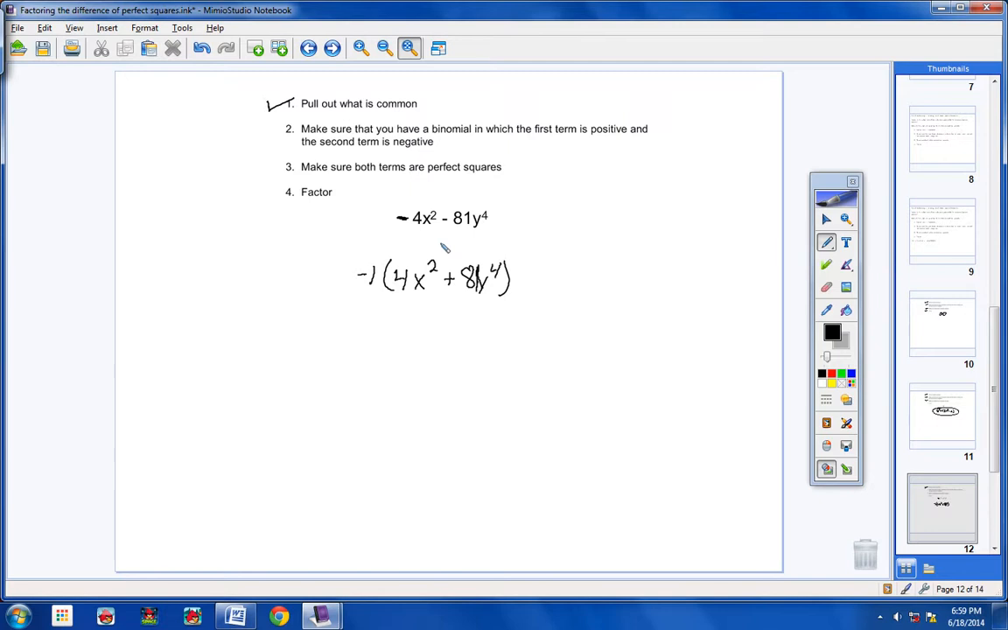But now here's where this thing becomes, are you ready for the answer? The answer to this is not factorable. Not factorable, and here's why. Look at step 3, or look at step 2. Make sure that you have a positive first term and a negative second term. Well, your first term is what? Positive. Your second term is what? Positive. There's nothing you can do to change that, guys.